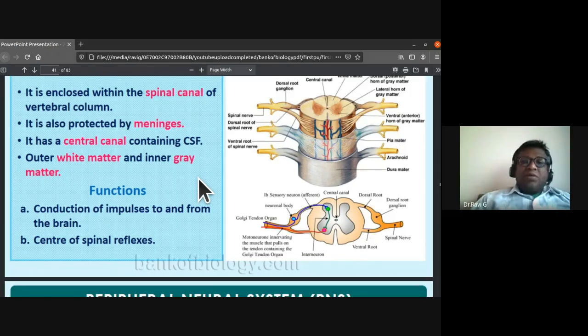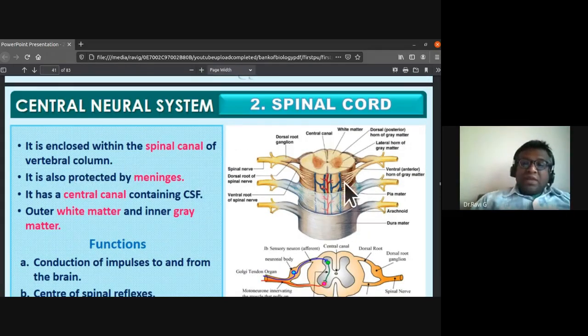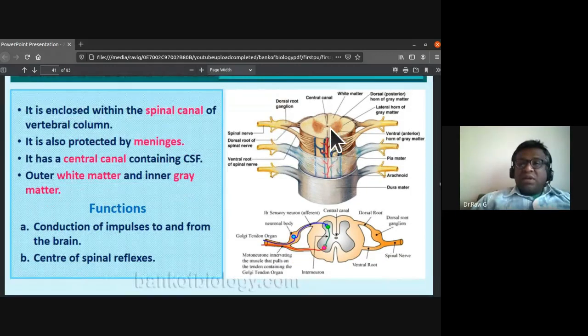The spinal cord is enclosed within the spinal canal of the vertebral column. It is also protected by meninges. It has a central canal containing cerebrospinal fluid. The outer part is the white matter and the inner part is the gray matter.